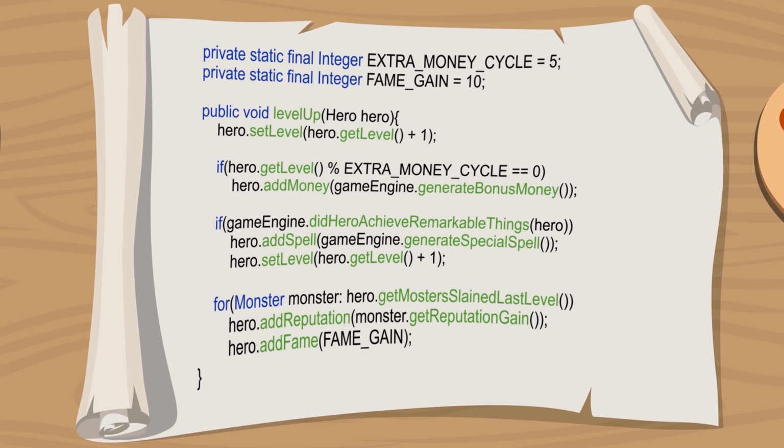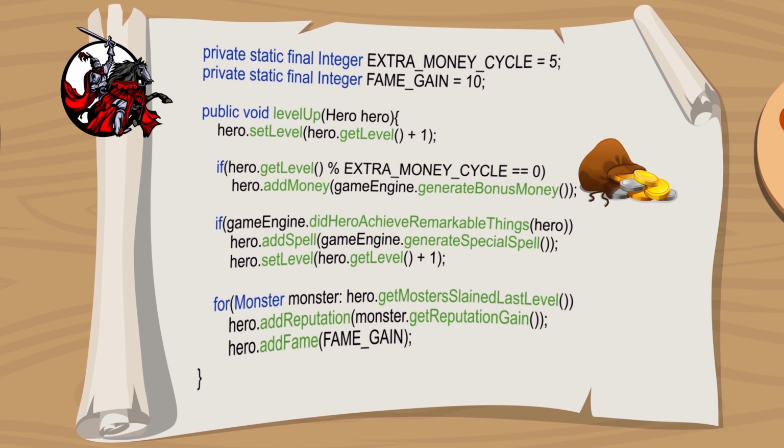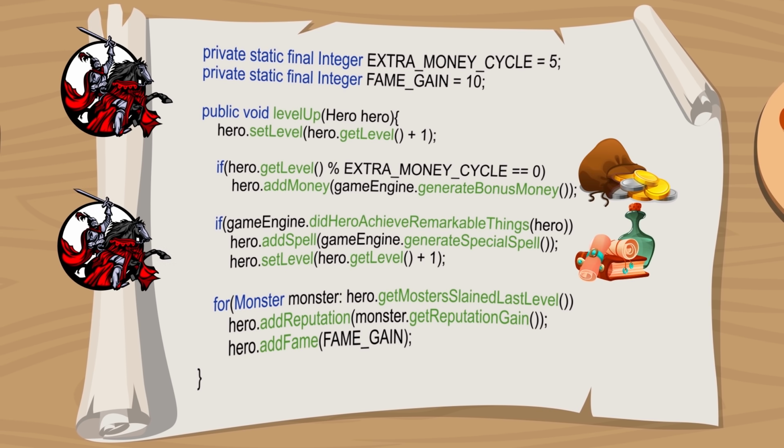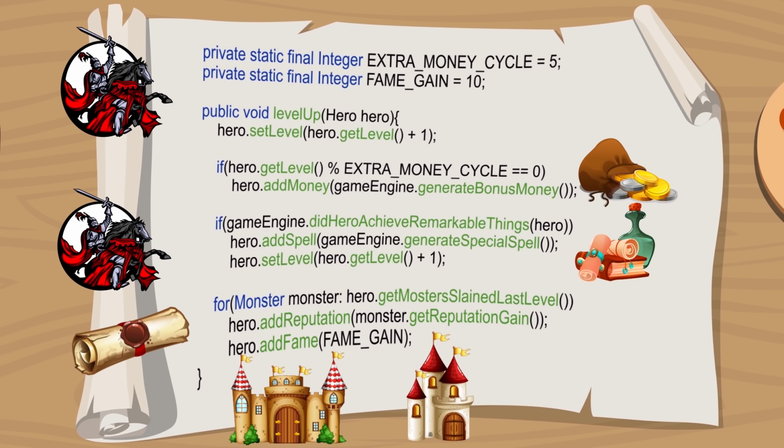Finally, we'll try to level up our hero. First, we raise the level. Then we add money if a certain level is achieved. Then we check whether the hero has done some remarkable things this past level. If so, we grant him a special spell and actually one extra level. Finally, we go through the monsters that the hero slain, and we want to grant him extra reputation so that he can get better contracts, and fame so that he can get more following in a larger number of cities.